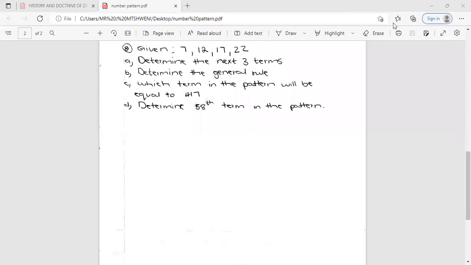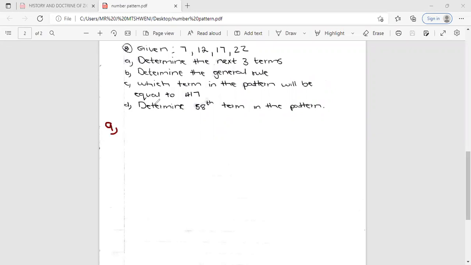Okay, let us continue. We move into the second question, which is the last one. It says, given 7, 12, 17, 22. Now look at this one. There's a little bit of a difference, but actually it doesn't affect anything that much.